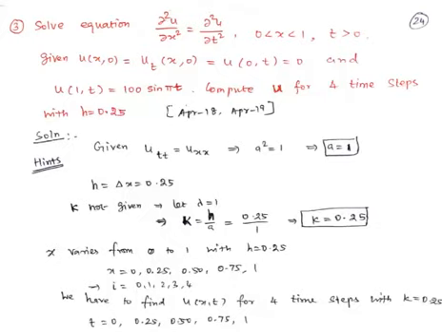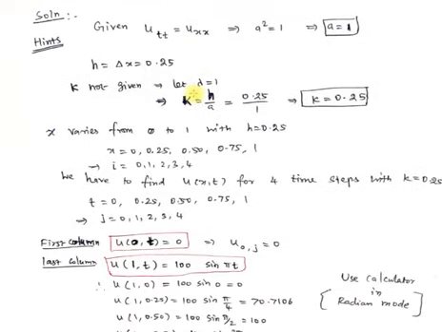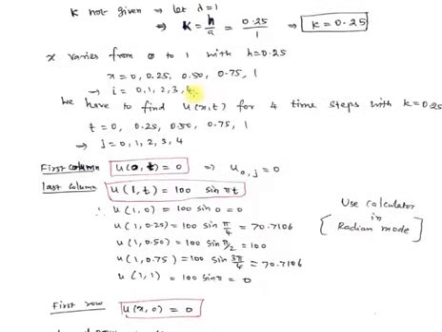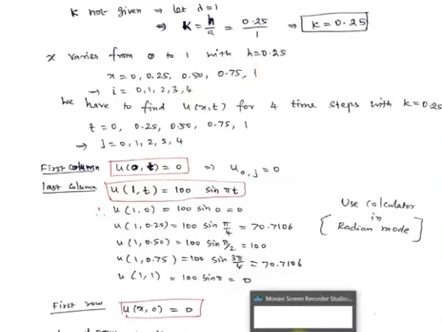Similarly, the third problem is also done by the previous methods. Here, u of 1 comma t equal to 100 sin pi t. We use the calculator in radian mode. That's all. This is a very simple one.